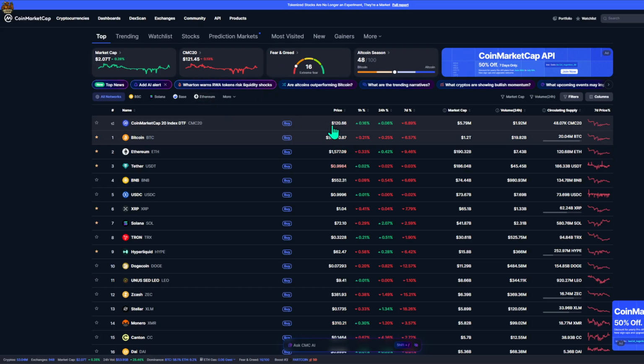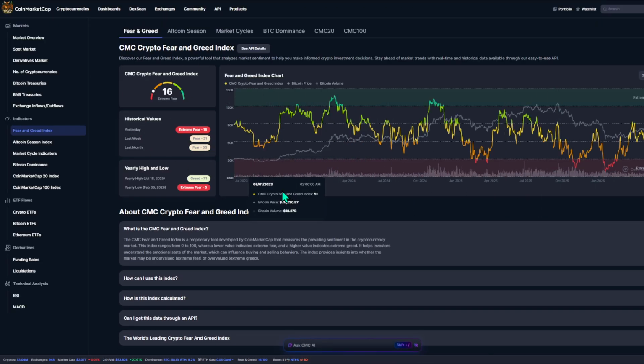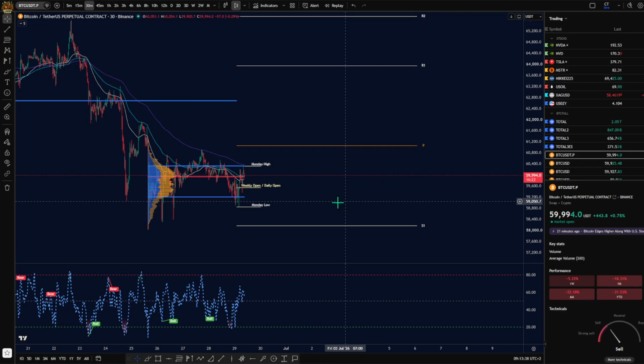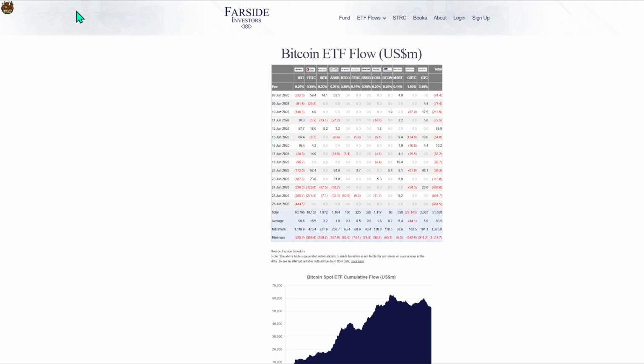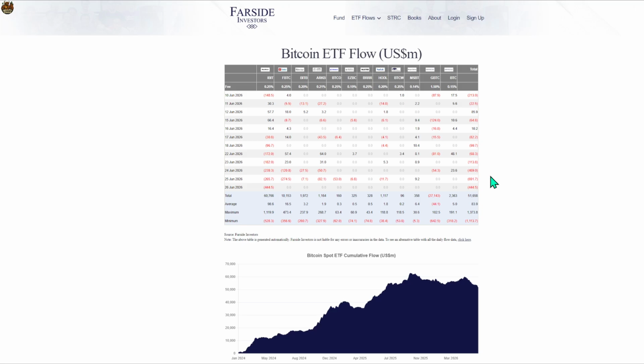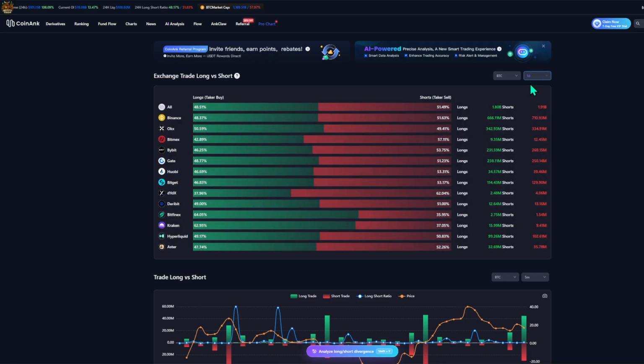Fear and Greed Index right now sitting at 16. And basically it has dropped down. Yesterday it was 17, I believe. Right now it is 16, which is why we need to see some relief happen because of those Fear and Greed Index levels. Spot ETFs, we still don't have any data, I believe. Long versus shorts ratio. Right now more sellers in the market, even on Hyperliquid. You can see the bigger whales are sitting on the short side right now.